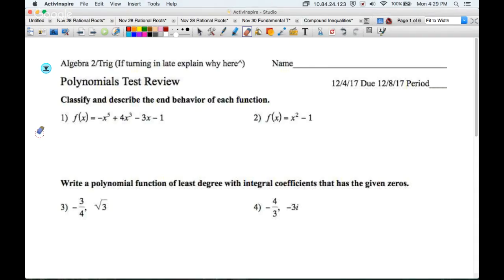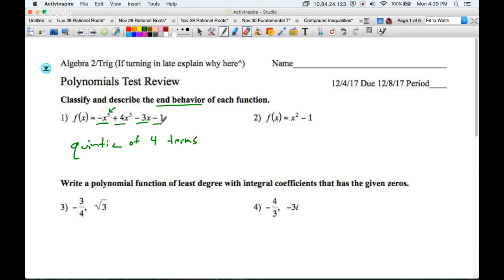Hello and welcome. Let's jump right into this polynomials test review with some classifying polynomials. Number one, I'm going to classify based off of its biggest exponent and its number of terms. So the biggest exponent is a 5, which makes this a quintic. And I count 4 terms, so we'll just say of 4 terms.